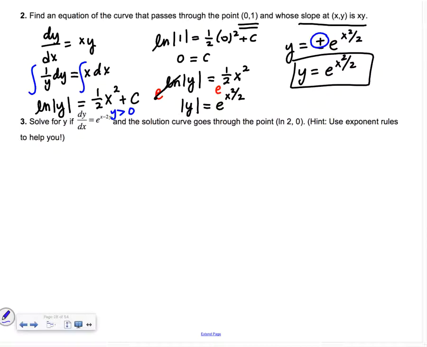All right, so the next one says solve for y if dy/dx equals e to the x minus 2y. This is a pretty difficult one, right? There's not really an obvious way to separate those variables. It's tricky. So what we do is we use our laws of exponents. Remember exponent rules: x to the 5 minus 2 is really x to the 5th over x squared, right? We're using that rule. So we have e raised to something that's subtracted. I'm going to write it as e to the x over e to the 2y.